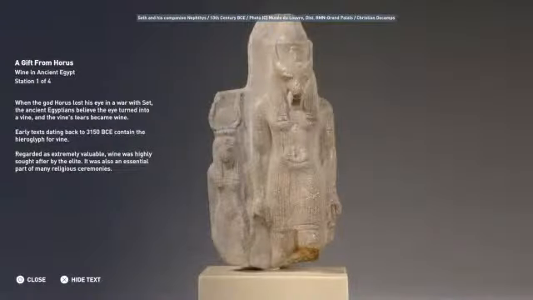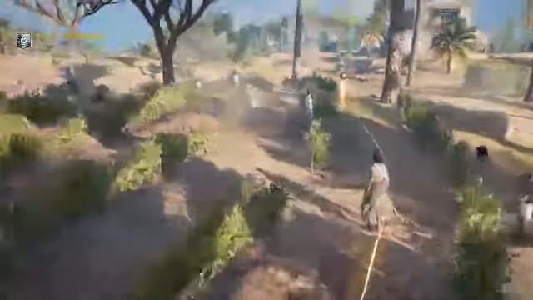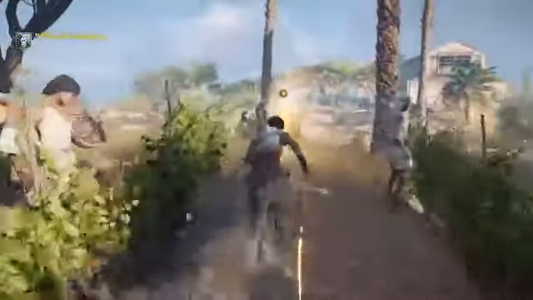Of course, Seth and his companion, 13th century BCE, photo credit Musée du Louvre, Armand Dupont, Grand Palais, Christian de Camps. And on to the next one.